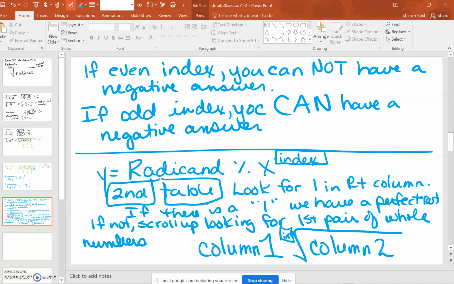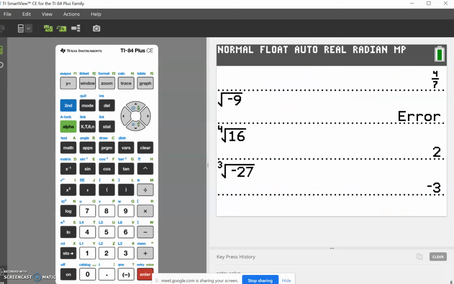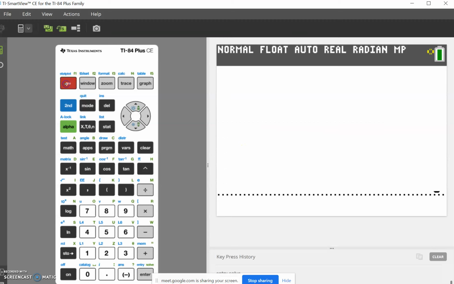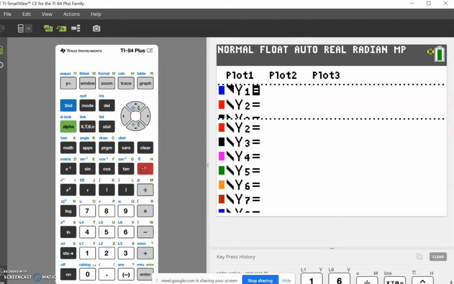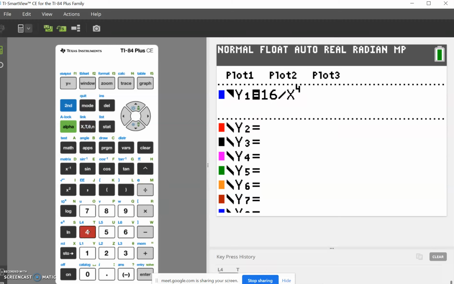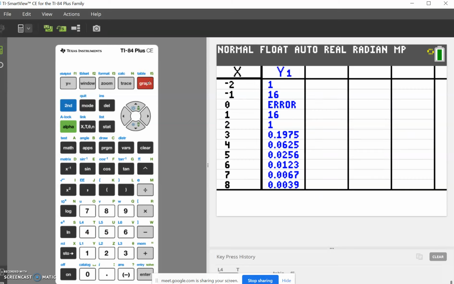So let's come back to the calculator, and we'll do the fourth root of 16. I go to y equals, type in 16 divided by x, and raise it to the power of 4, because the index was a 4. When I do second table, I look in this column, and I notice here there is a 1. To the left is the number 2. So 2 is the answer for the fourth root of 16.